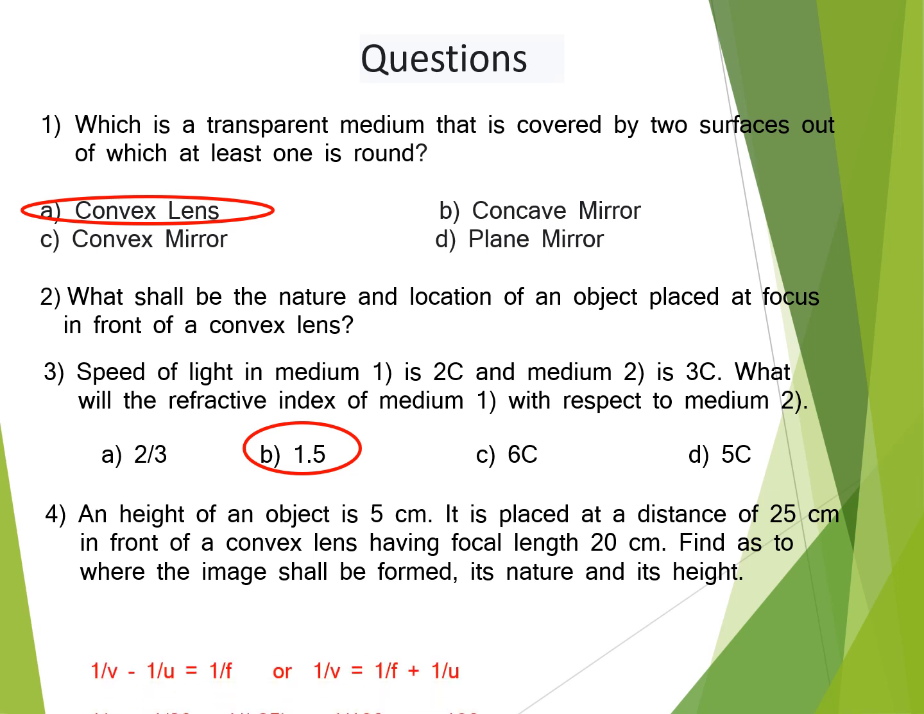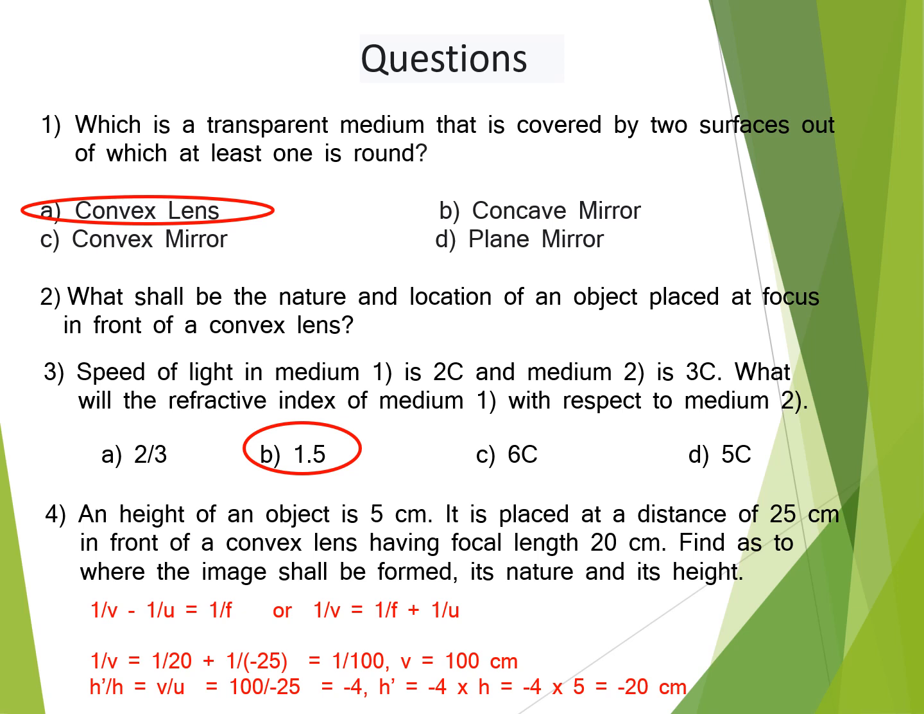But if you recall, we studied one formula for lens, that was 1 by V minus 1 by U is equal to 1 by F, where V was the location of the image from optical center, U was location of the object from optical center, and F was the focal length of the lens. So what we have to find out here is the image formed and its nature. We have to find out where the image is going to be formed. That means we have to find out V. So 1 upon V will be equal to 1 upon F plus 1 upon U.